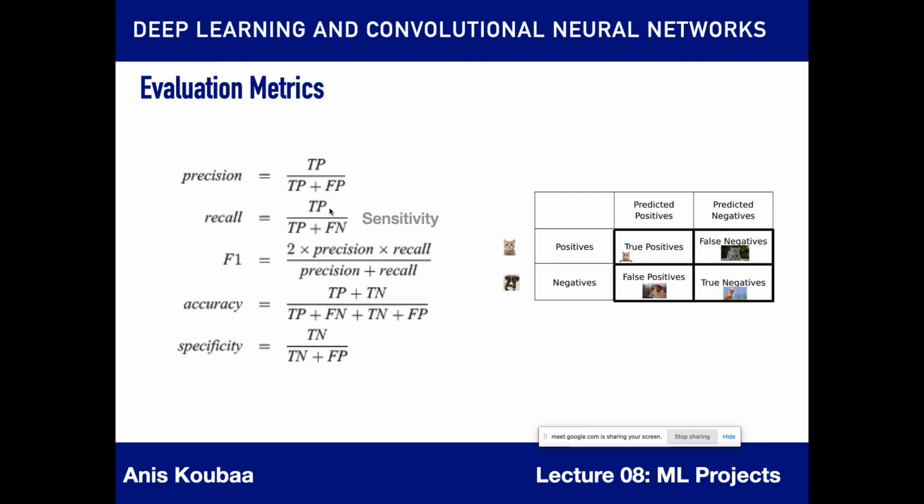And the specificity, here it's applied to the true negative instead of the true positive. It's the same as the recall, but for the negative cases: TN plus FP.